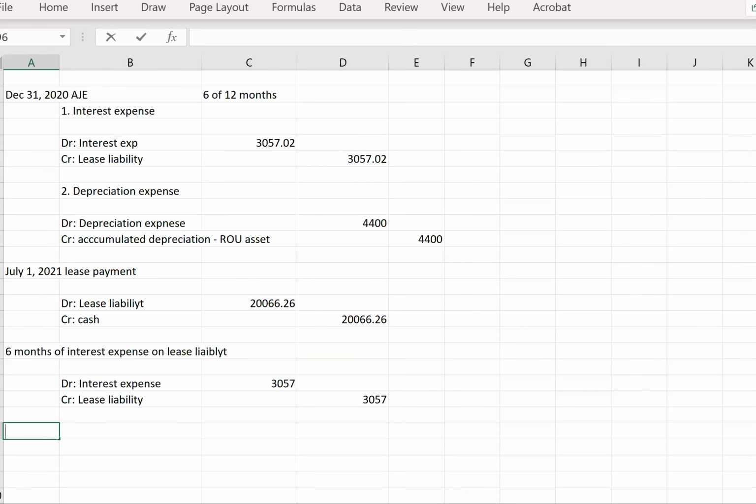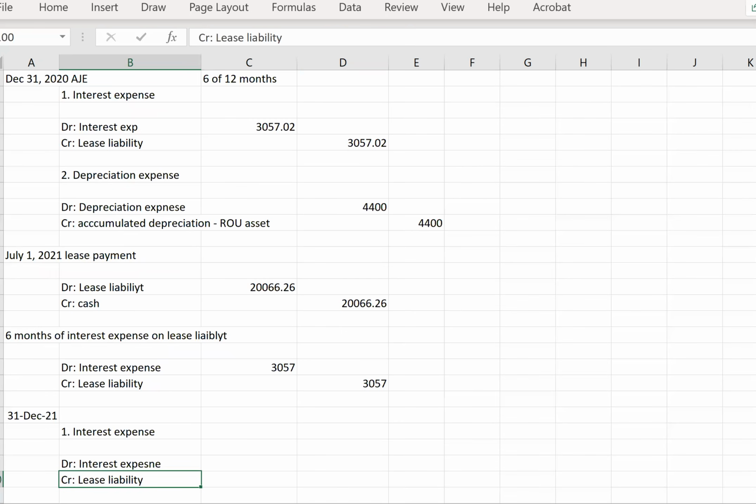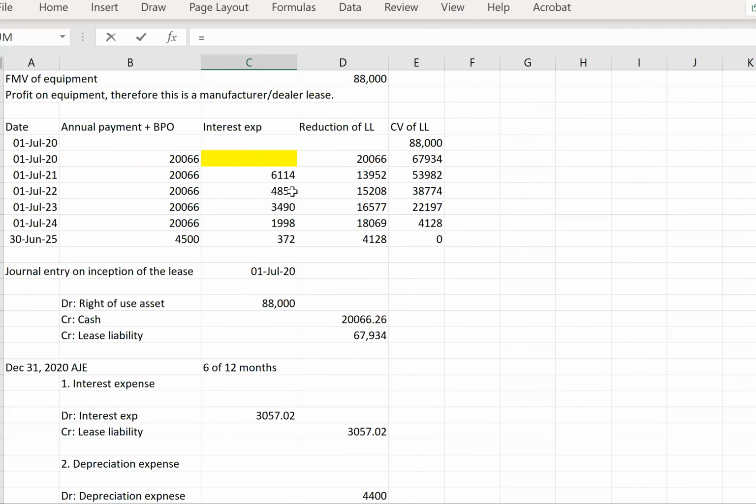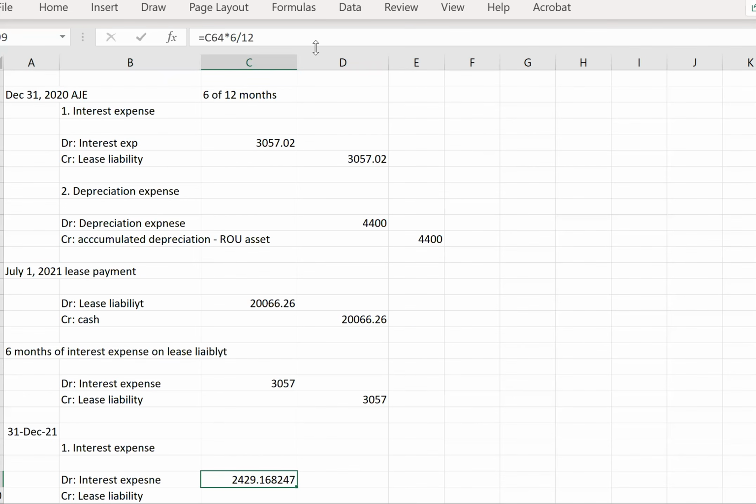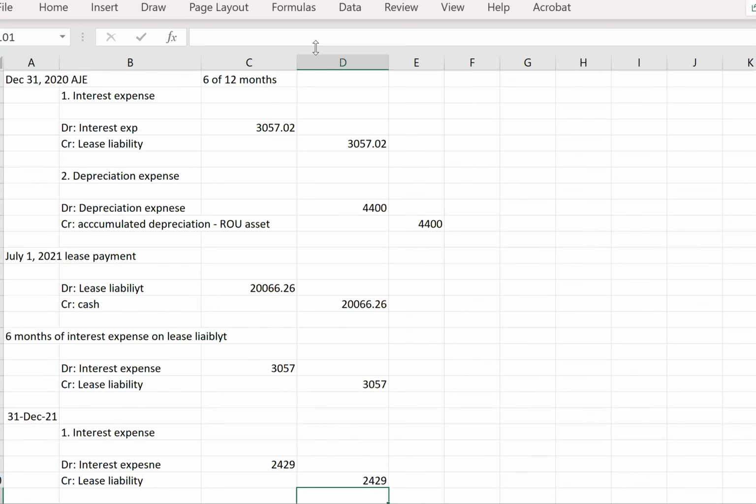So for December 31st, 2021, we're going to record our interest expense, another 6 months. So we're going to have debit interest expense, credit lease liability, and this is going to be the next number in our table. So now we're here, but we're going to use only 6/12. Same thing, 2429. I'm just doing this to round it, 2429.